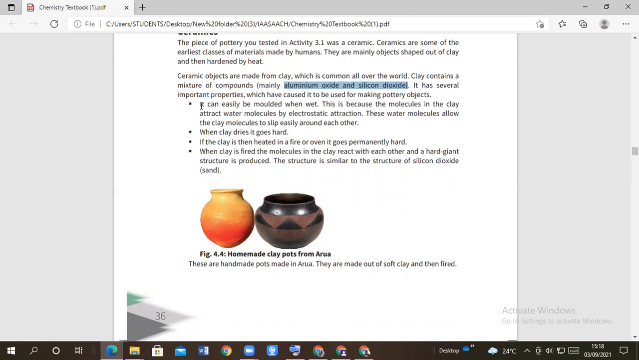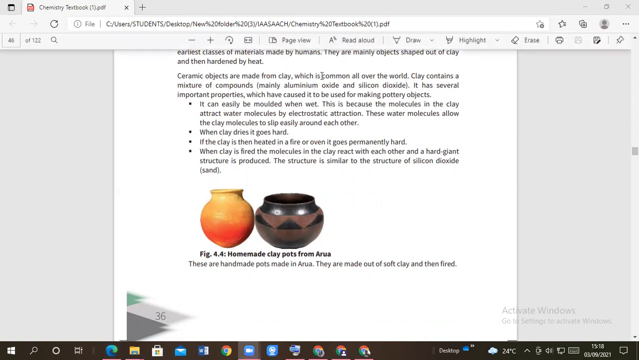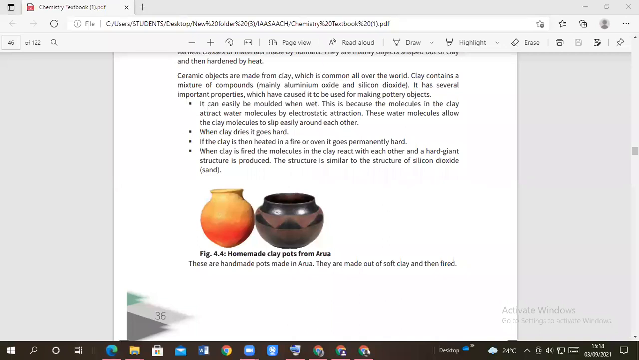So it has several important properties which have caused it to be used for making pottery objects. Number one, it can easily be molded when wet. Anena, are you there? Yes, teacher. Now a question: clay can easily be molded when wet. Can you mold cement when it's wet?